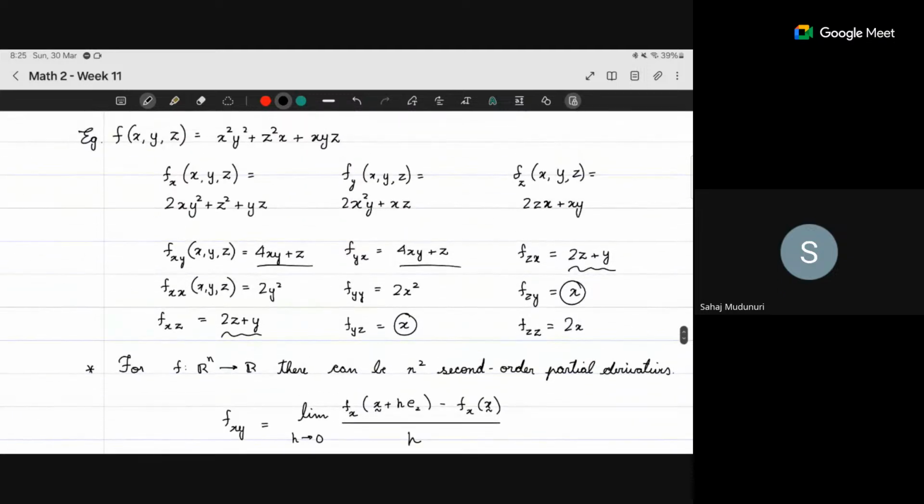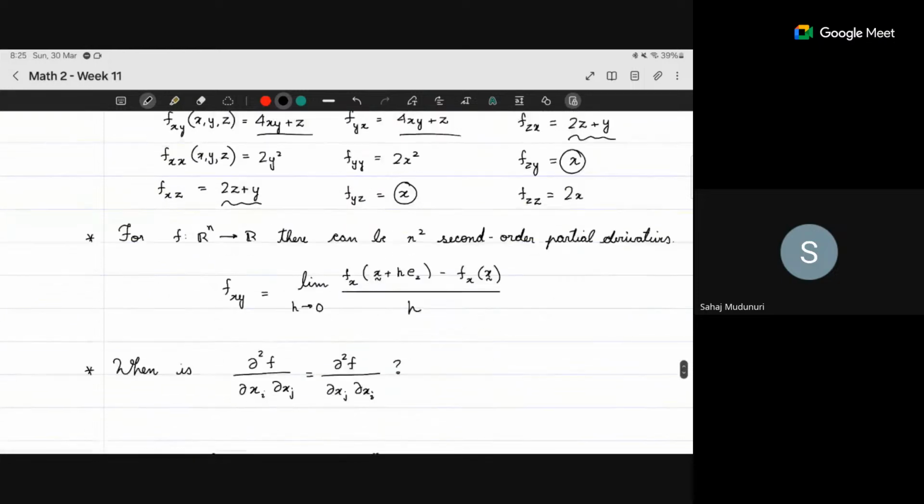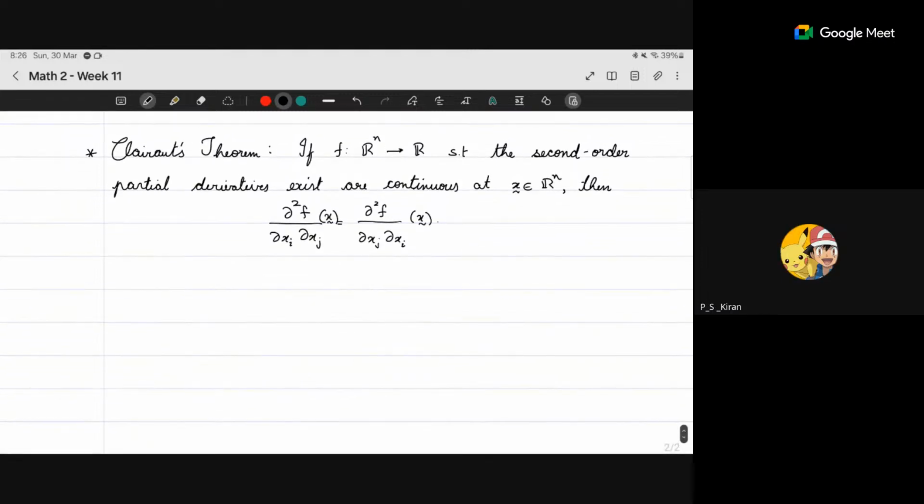So in this case, you readily see that these are continuous functions, just polynomial functions. The second order partial derivatives exist and are continuous, and they happen to be equal. So this is just a demonstration of Clairaut's theorem. For examples where the second order partial derivatives are not continuous, I would request you to take a look at the prof's lectures. There he has given an explicit example. Or even Google it.